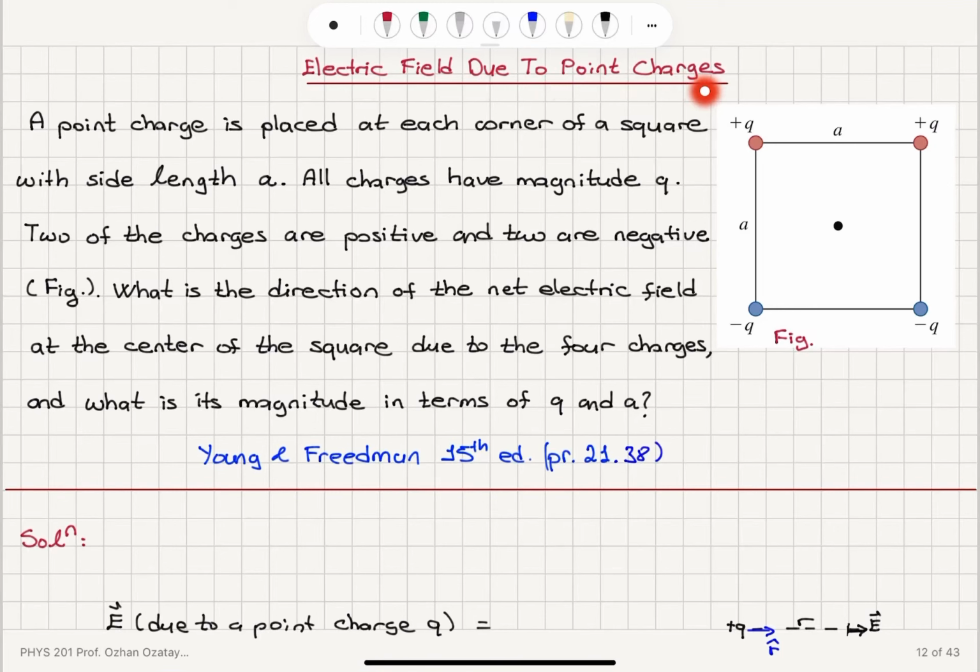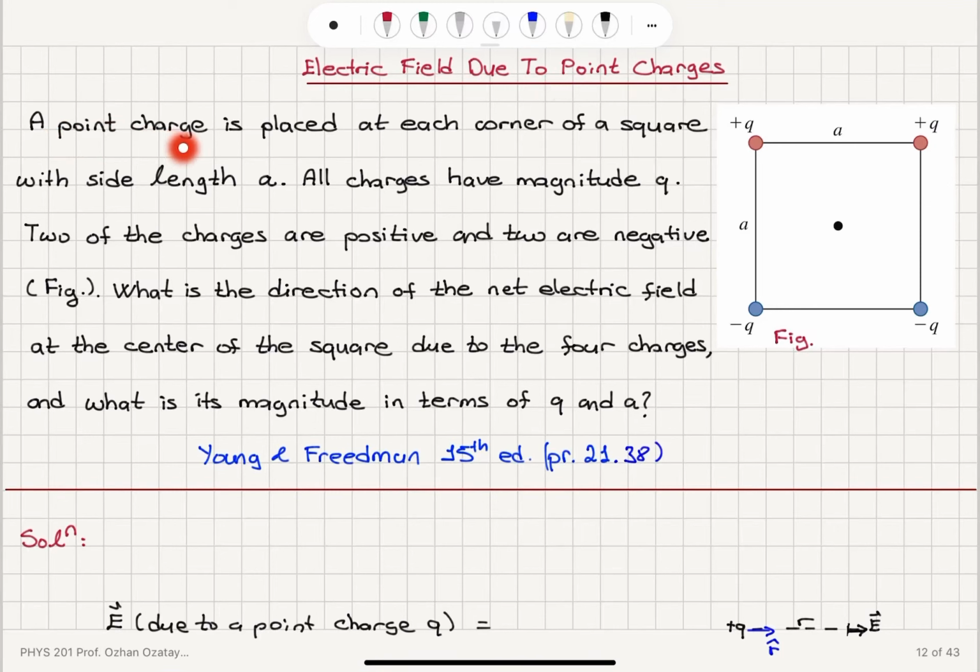Electric field due to point charges. A point charge is placed at each corner of a square with side length a. So this is a square with side length a. We have charges plus Q, minus Q, minus Q at the corners. All charges have magnitude Q. Two of the charges are positive and two are negative.